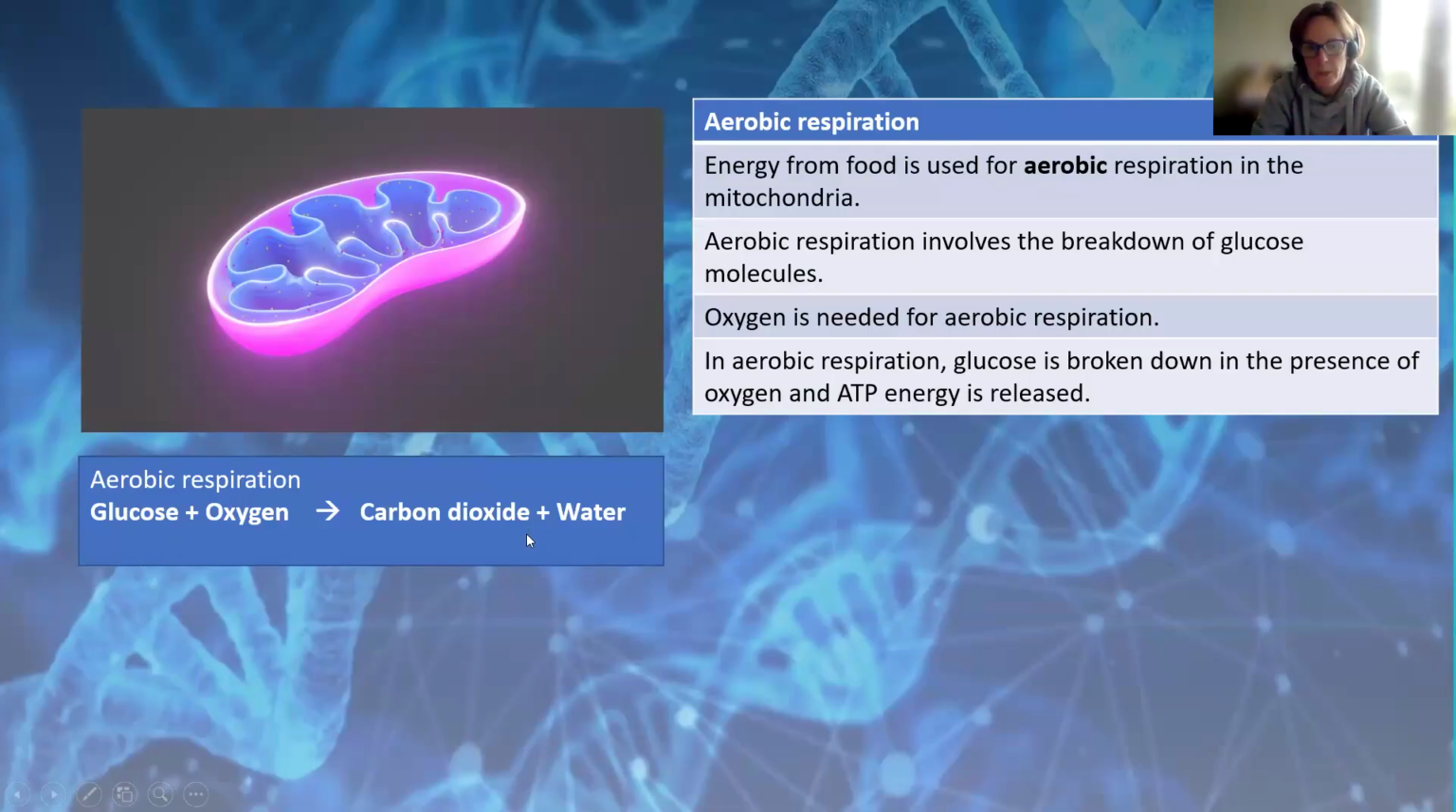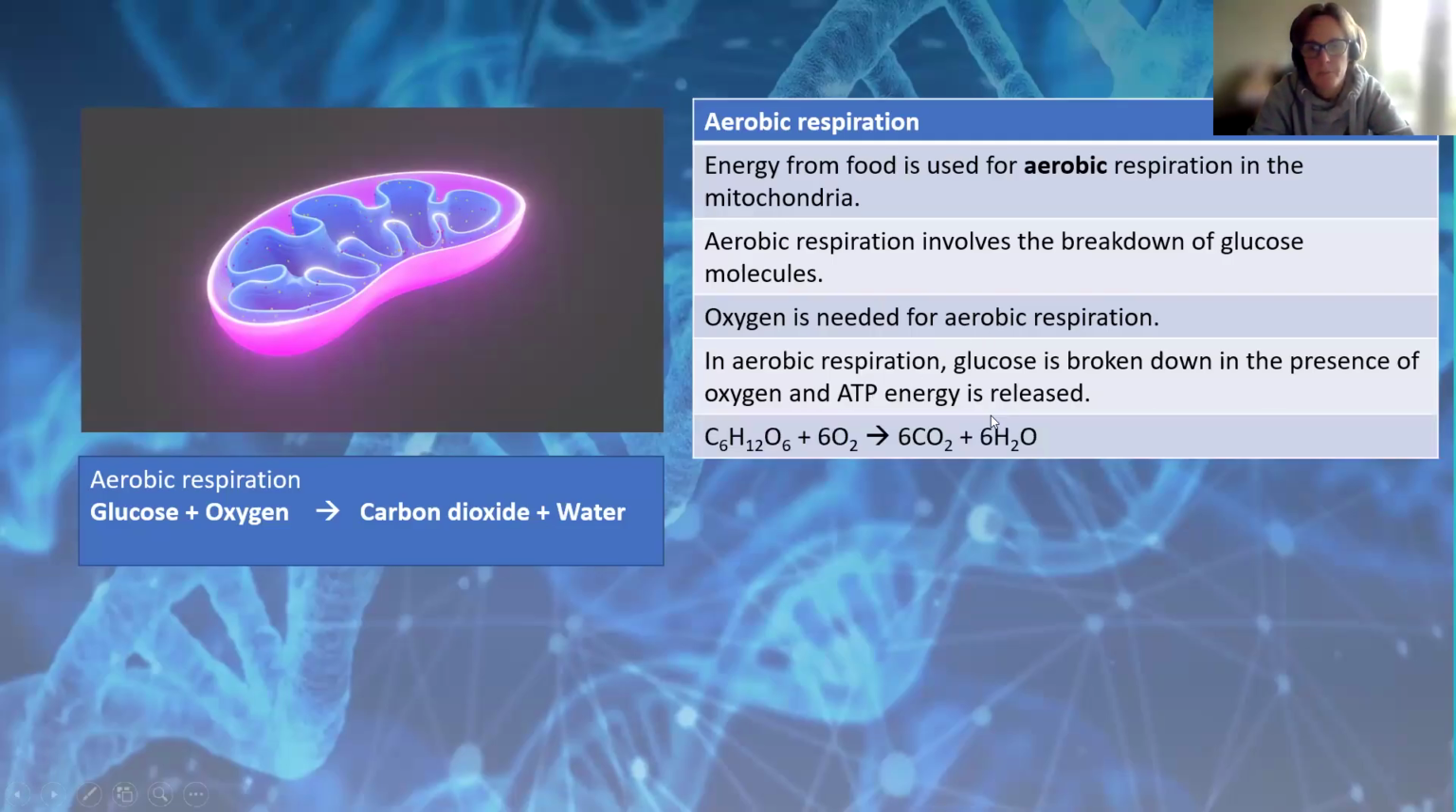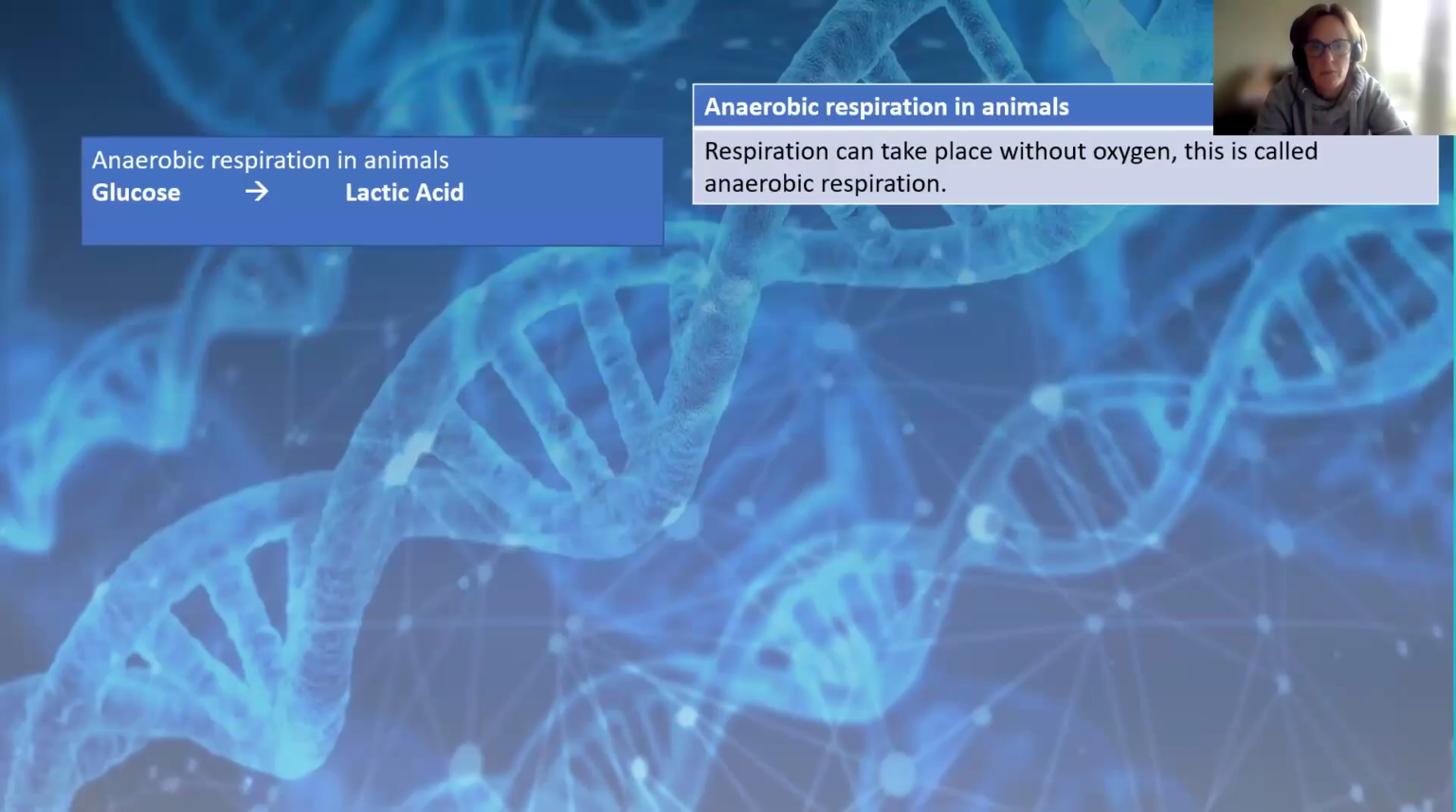But what also happens during this series of reactions is ATP energy is released, and we're going to have a look at that now. So there's the chemical equation for what's written up there. Glucose is C6H12O6. There's 6 molecules of oxygen, which reacts to give 6 molecules of carbon dioxide and 6 molecules of water for that reaction. But as I said, it's a massive oversimplification.